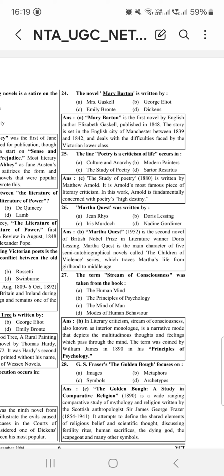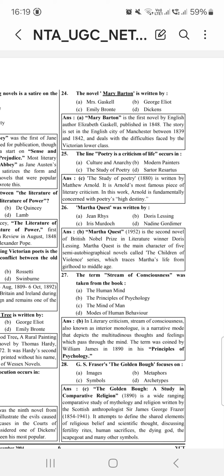The novel Mary Barton is written by Mrs. Gaskell, that is Elizabeth Gaskell, published in 1848. Yes, and the story is set in the English city of Manchester between 1839 and 1842 and deals with the difficulties faced by the Victorian lower class.